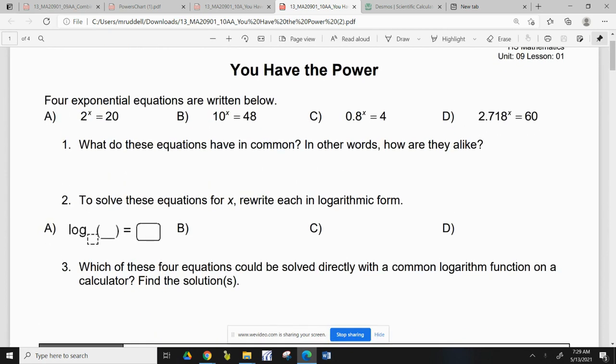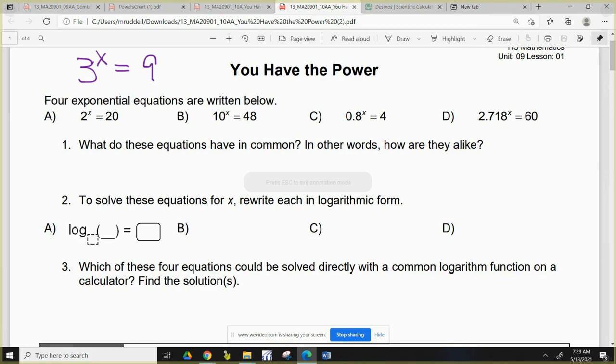So this is called You Have the Power, and it deals with the relationship between exponential functions, logarithmic functions, and equations. How can we solve these? Do you remember when we solved exponentials before, we did it with the same base? So if I had 3 to the power of x equals 9, then I could change the 9 to 3 squared, and make that x equals 2.